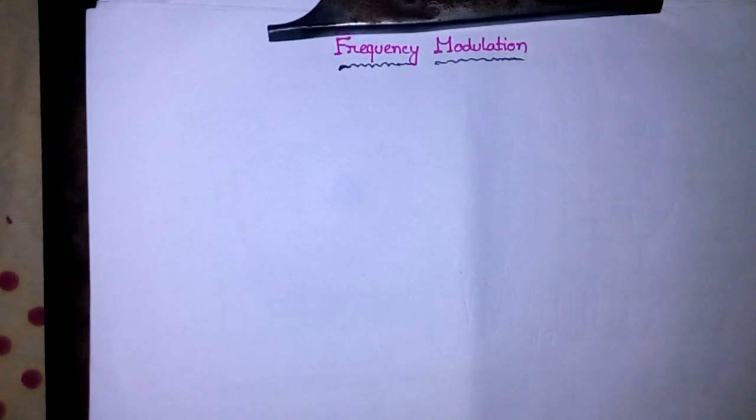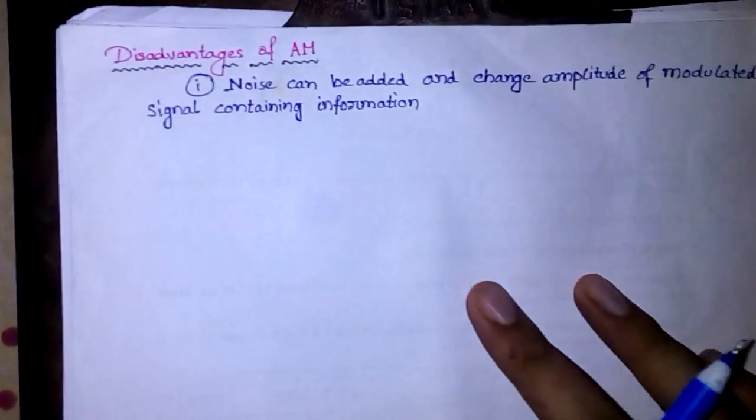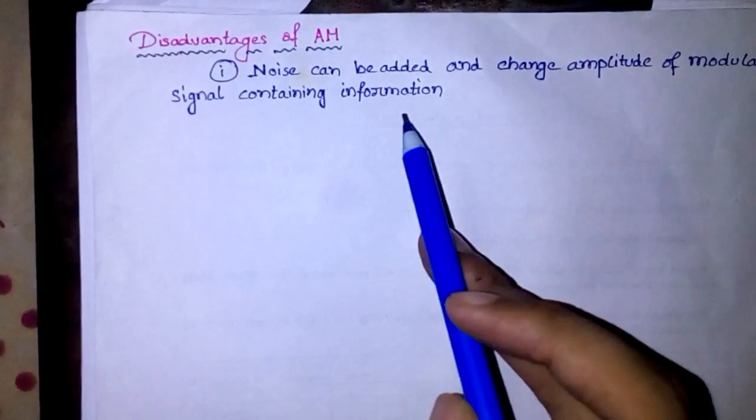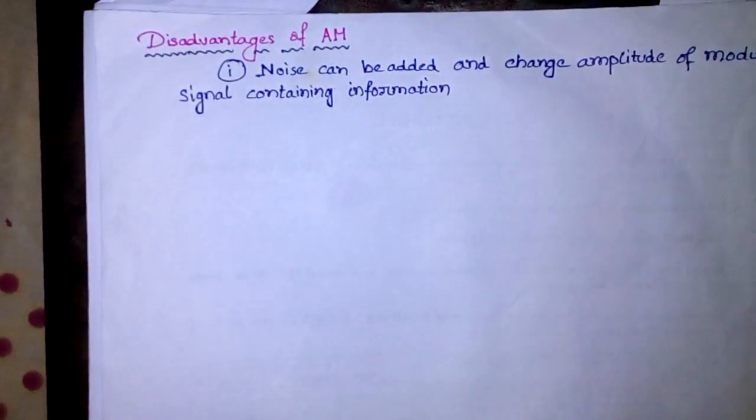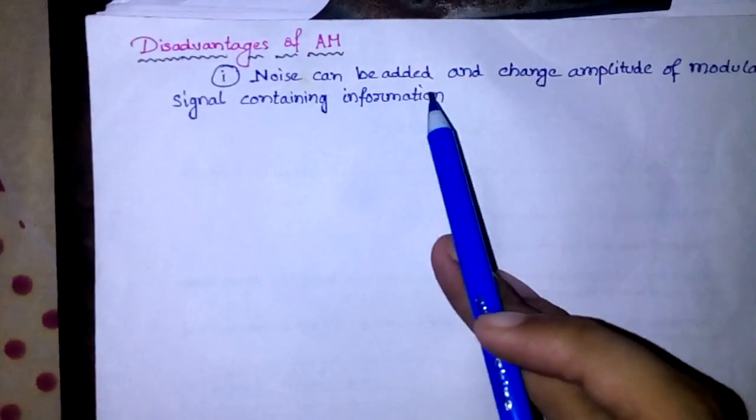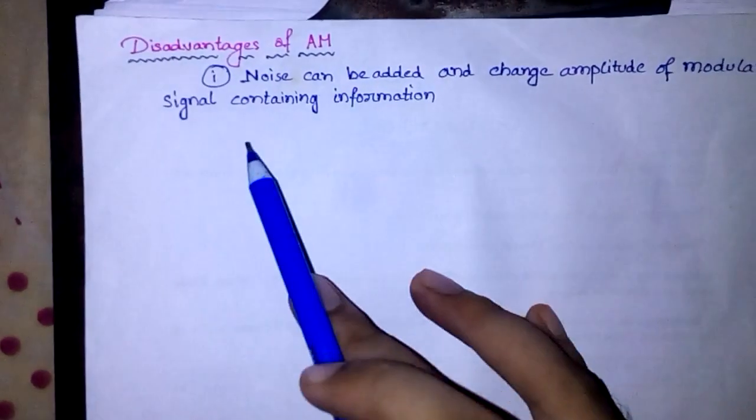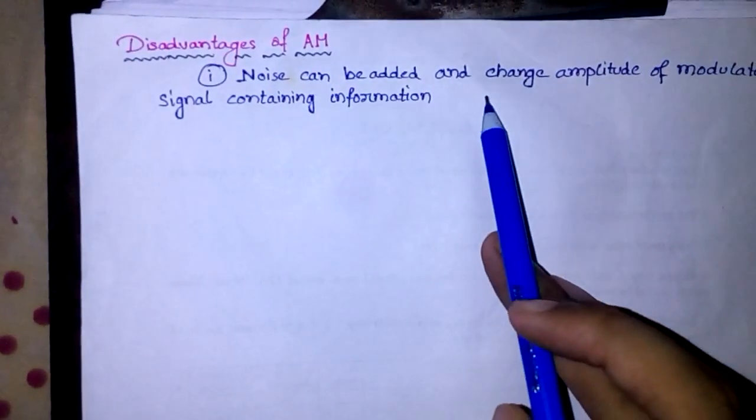Let's try to discuss frequency modulation. Before going into that topic, let's see what the problems related to amplitude modulation are. In amplitude modulation, the amplitude of the carrier wave was changed according to the message signal, but noise can easily be added and change the amplitude of the modulated signal.